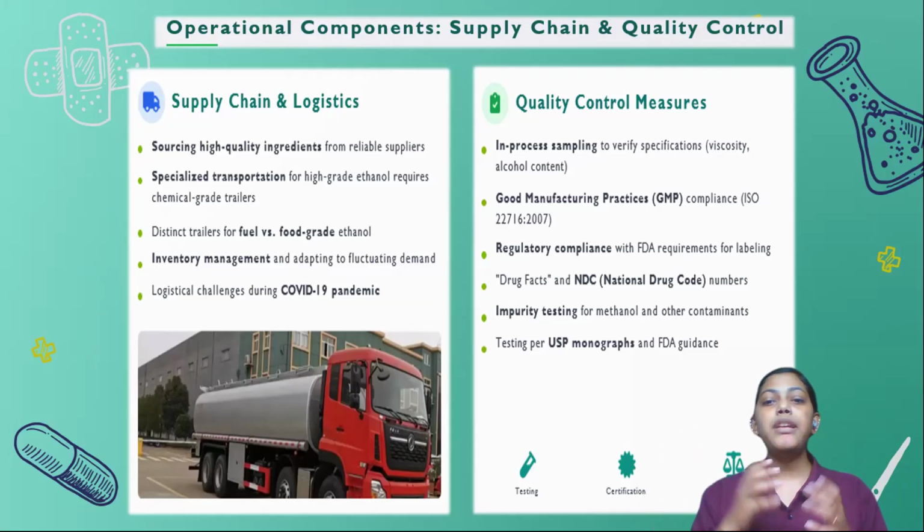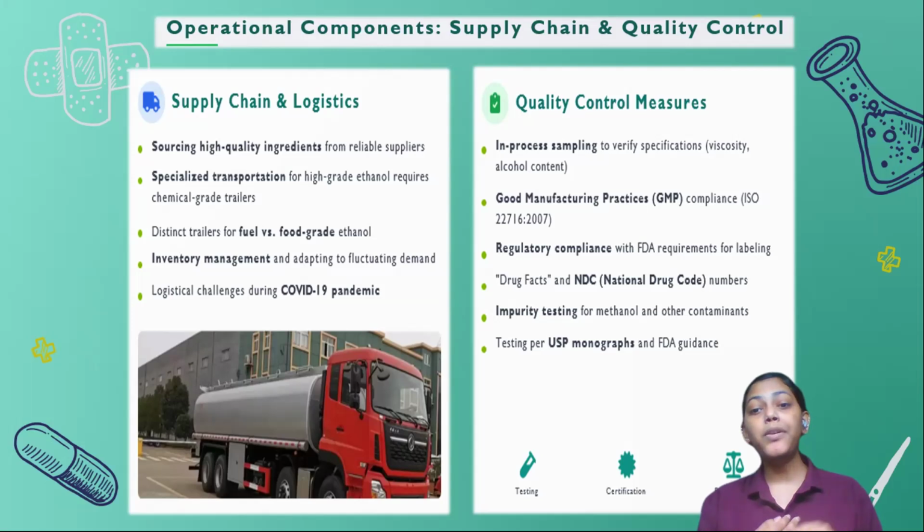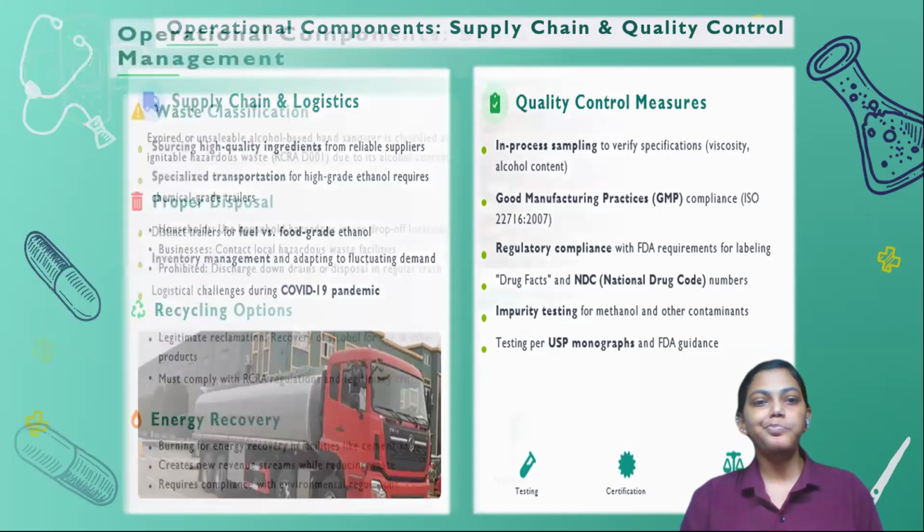Quality control measures, in-process sampling to verify viscosity, alcohol content, and good manufacturing practices are there. Regulatory compliance with FDA requirements for labeling, as well as drug facts and NDC numbers, are also required. Impurity testing for methanol and other contaminants is also required. The testing should be as per USP monographs and FDA guidance.